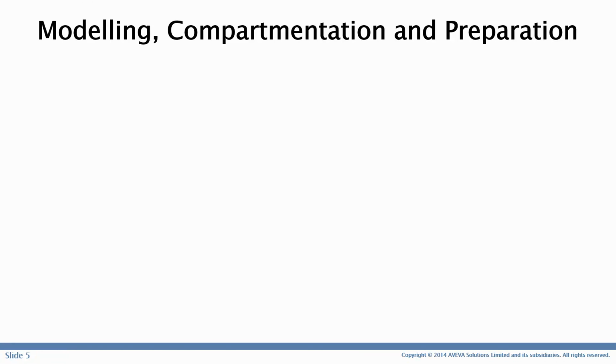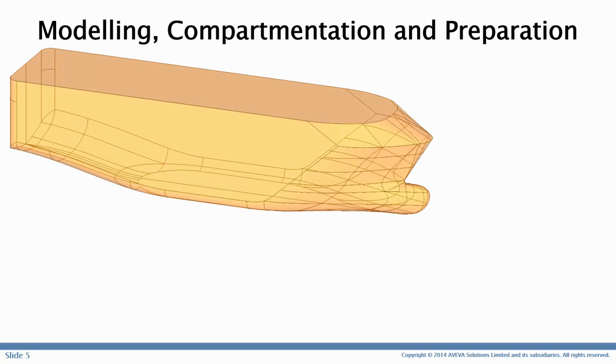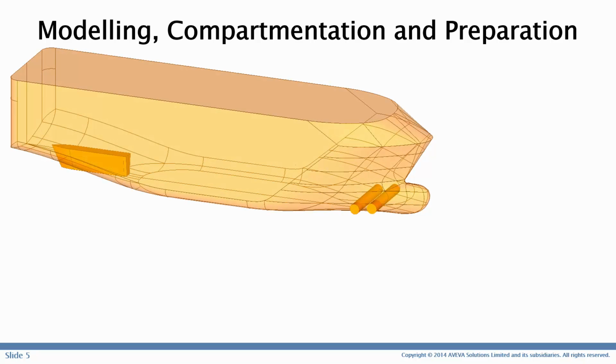So let's have a look at the demo of the geometry tools. We'll look at surface and compartment. We'll start with an envelope based on an existing surface. We'll have a look at adding some appendages. We'll make an appendage in the form of this rudder here.